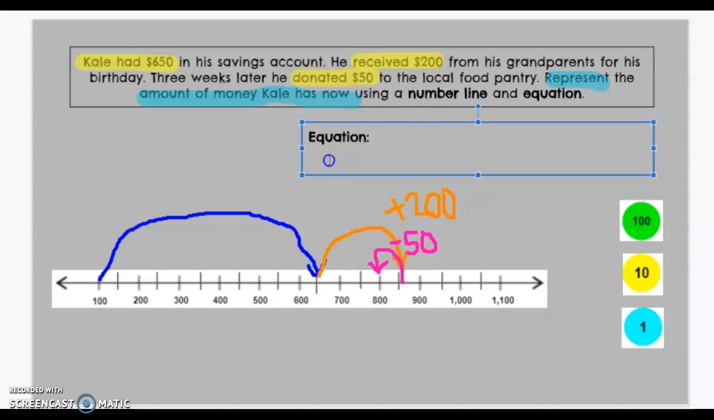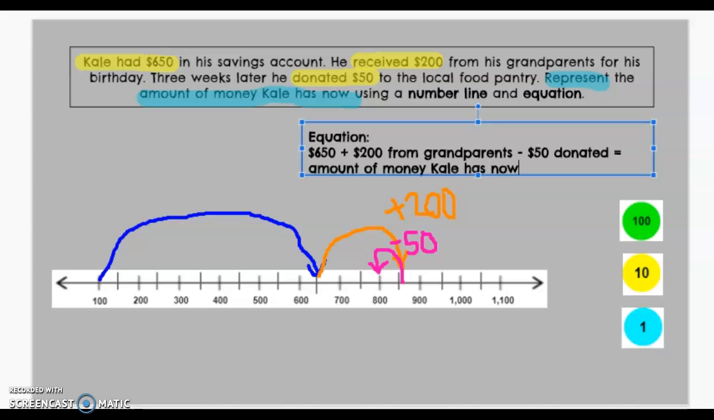Okay? So our equation would look like $650 plus $200 from grandparents minus $50 donated equals the amount of money I can say Cale has now. All right? That's what this equation would look like.